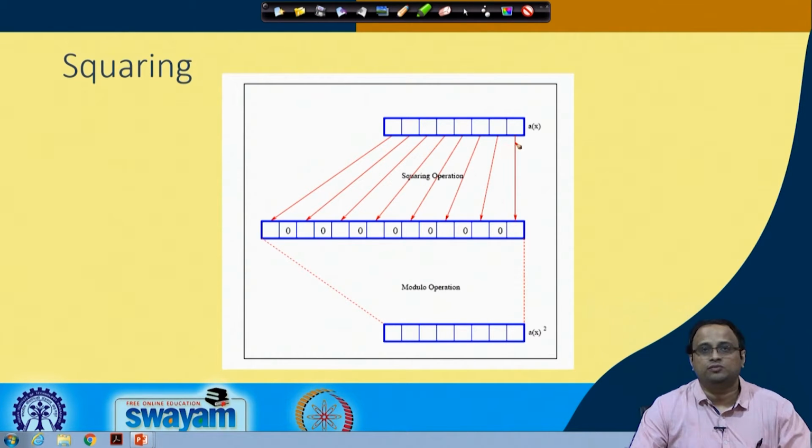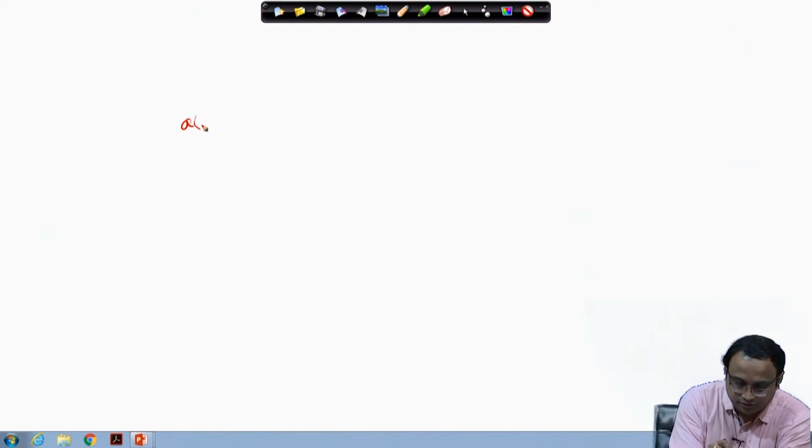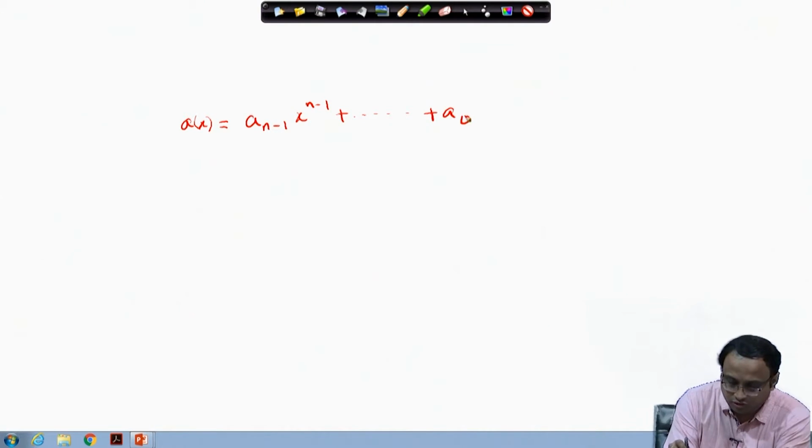For example, the input polynomial a(x) is represented in this register, and this is an element in GF(2^n), where n is some integer value. When you are trying to do a squaring operation, what you just need to do is interpose the corresponding bits by zeros. You can understand this easily by considering this calculation. Take a polynomial a(x), which is essentially a_{n-1} x^{n-1} plus so on till a_0, and you want to square it.